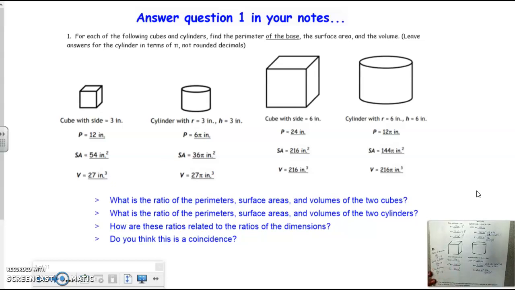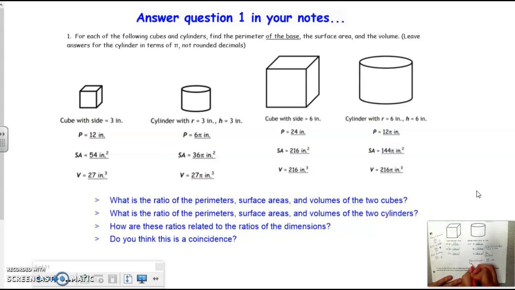Now we're going to do the same thing with the cylinders. So we'll do the ratio of the perimeter, which is going to be 12 pi over 6 pi, which gives us 2. Sorry, not 2 pi, because the pi's cancel.